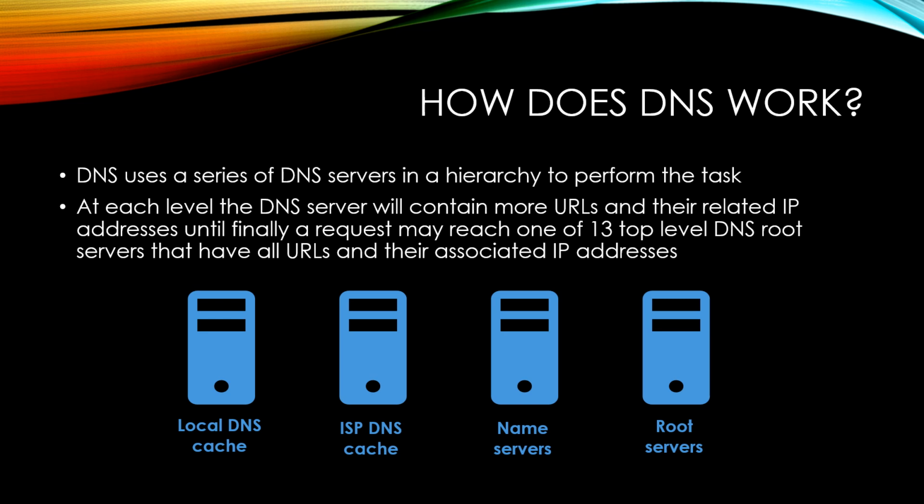When you type in the name of a website, the first place your computer will look is in its own local DNS cache. This will have a record of all the URLs and IP addresses of sites you've recently visited. Next, it will look in the ISP's DNS cache. This will have more sites because it will have all the records of places that most people on this ISP have visited. After this, it would search out some name servers. This would keep happening until eventually it may reach a root server, which has all of the possible records.